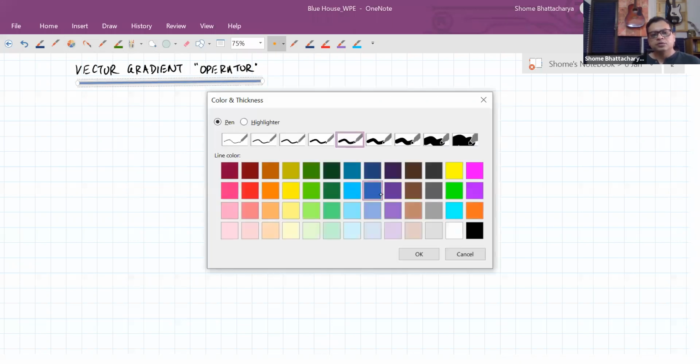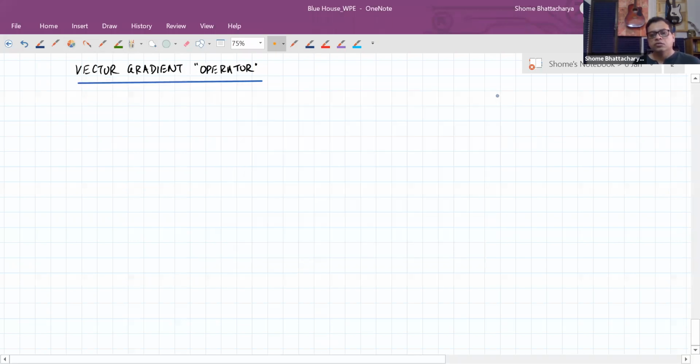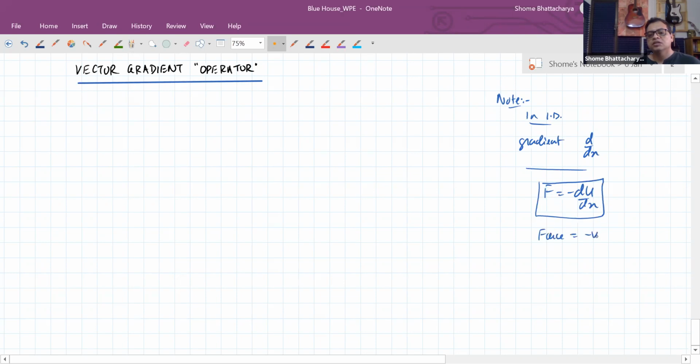So as we have discussed before, in one dimension, gradient is just defined as d by dx. This operator is defined as gradient. So we say that F is minus dU by dx in case of 1D. So it is said that the force is the negative gradient of potential energy.